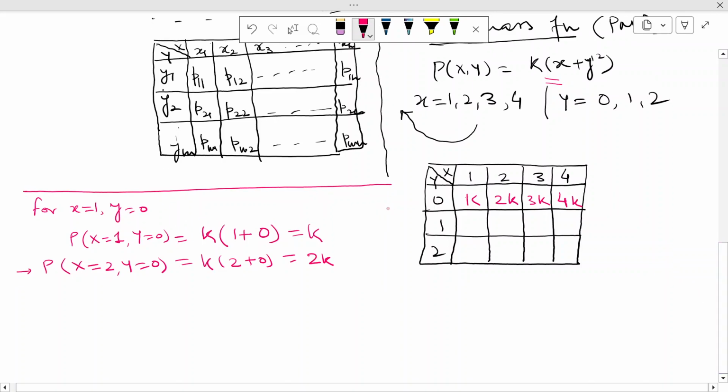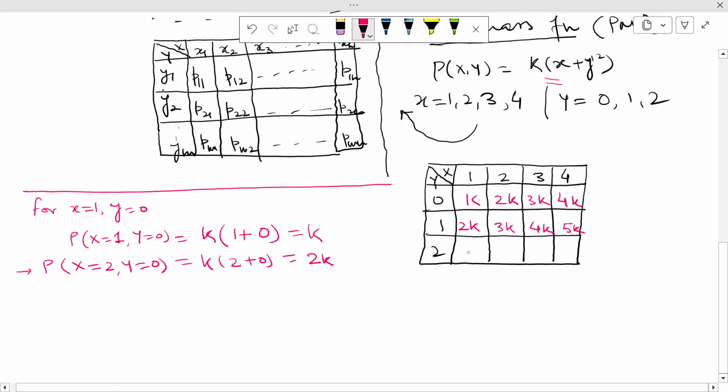And now another thing is, for this second row, you can see that the value of y is 1. So again we start with y is equal to 1, and when you are in this first cell here, the value of x is 1 and y is 1. So when you put x is equal to 1, y is equal to 1, this is coming out as 2k. And similarly here, when you put x is equal to 2 and y is equal to 1, you will get 3k, and we have 4k, and finally we have 5k.